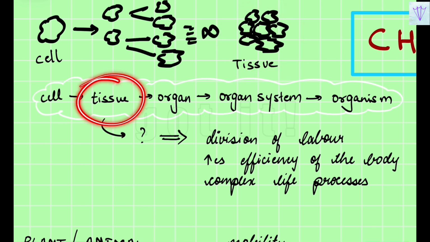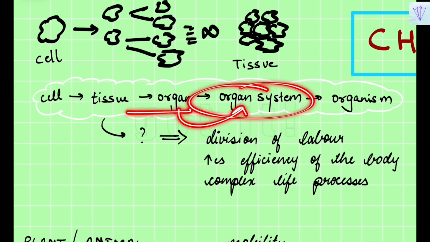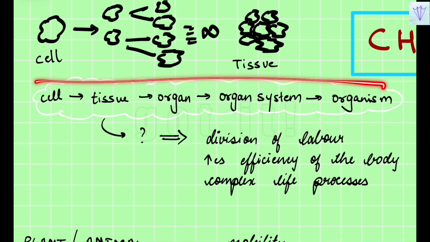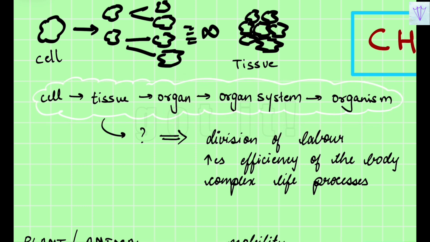A group of tissues together will form the organ, organs together will form the organ system, and organ systems together will form the organism. So this flow is very, very important. But what is the reason for the formation of the tissue?